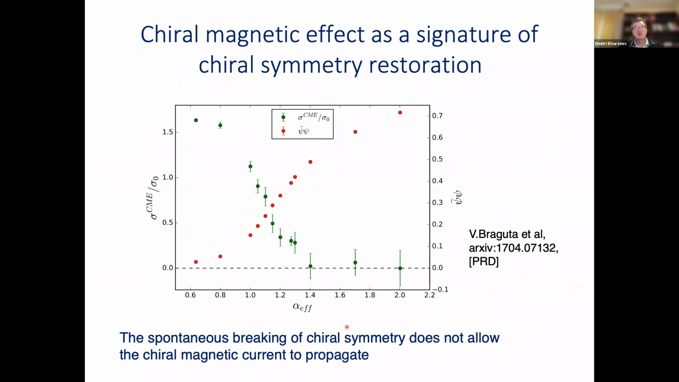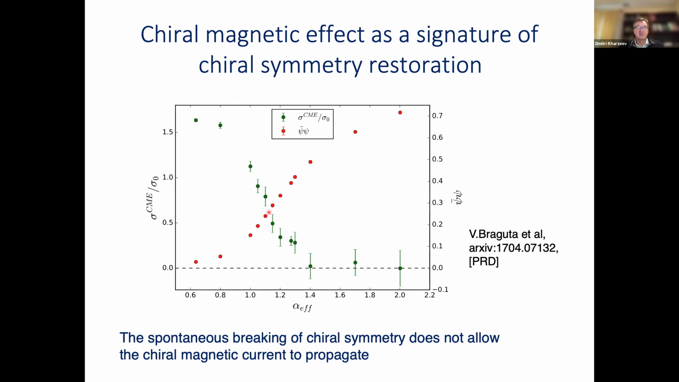So this is a more recent study by Victor Braguta and collaborators. And what they did here is they looked at a system which possesses a phase transition into chirally broken phase as a function of coupling. And they measured the chiral magnetic conductivity across this chiral symmetry breaking transition. And so you can see that exactly in the region where you start developing chiral condensate, which breaks the chiral symmetry spontaneously, the chiral magnetic conductivity starts to go down. And so you can say that chiral magnetic conductivity can be used to detect this chiral symmetry breaking transition.